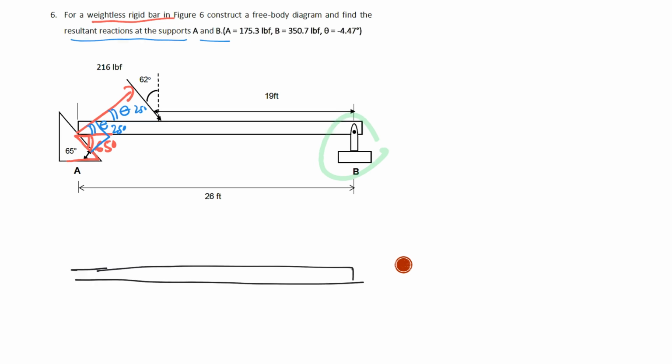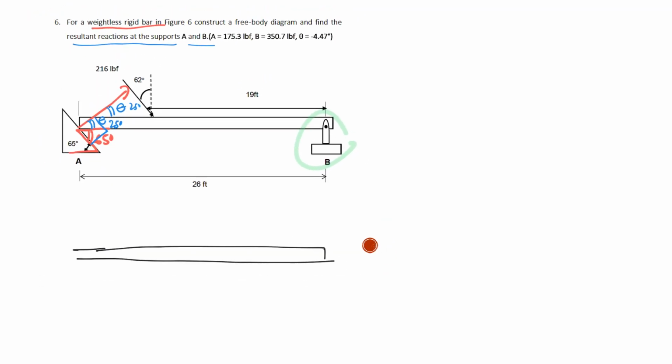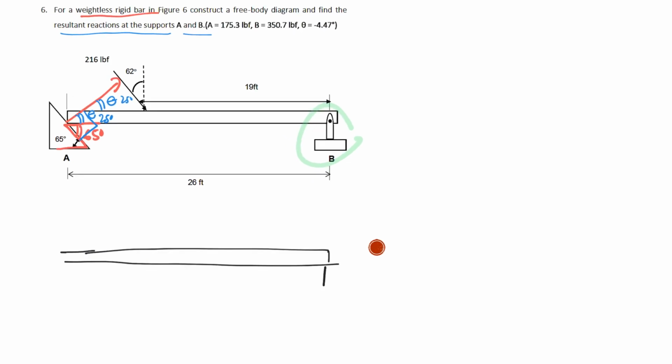So I want to assume my BY may be downward. I didn't know yet, and maybe my BX going to be to the left. I didn't know the answer yet. There's just 3 forces only. And you have 62 degree right now over there. This one is zigzag like this, so it should be here 62 degree, and then you put your force here 216 lbf.